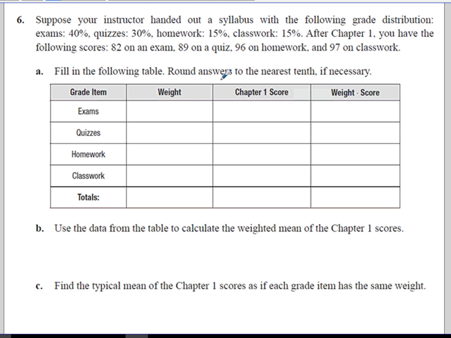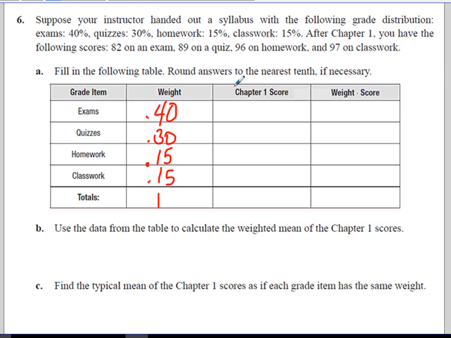So let's look at our exams first. It says exams are worth 40%, so 0.40 for the weight. Quizzes are 30%, so 0.30. Homework and classwork are each worth 15%. And if we add all that up, that's 100%, which as a decimal is 1.